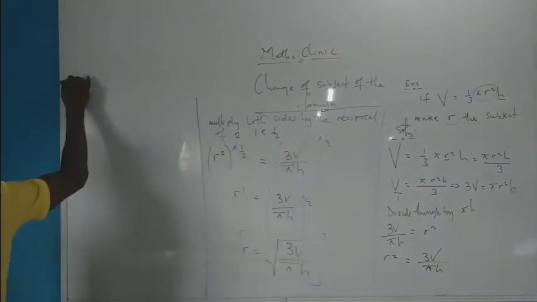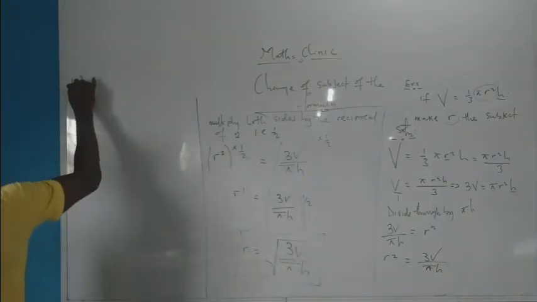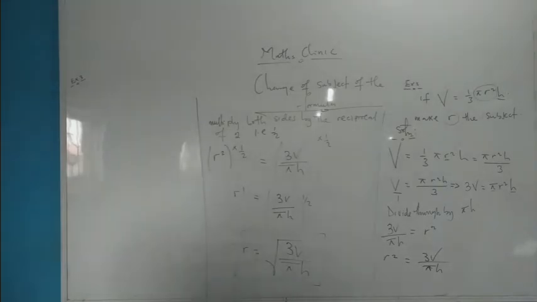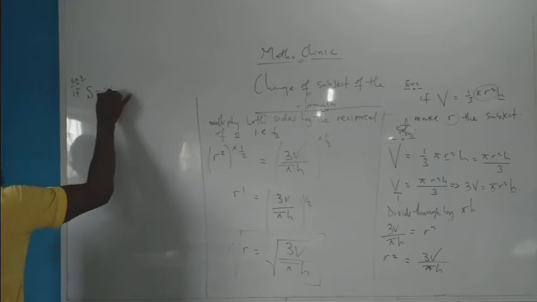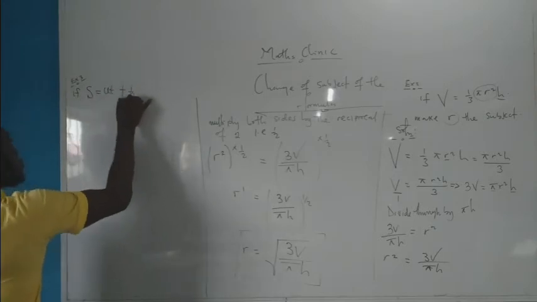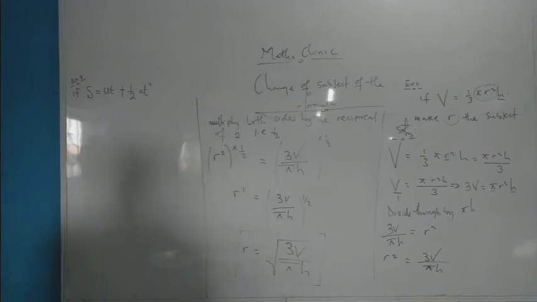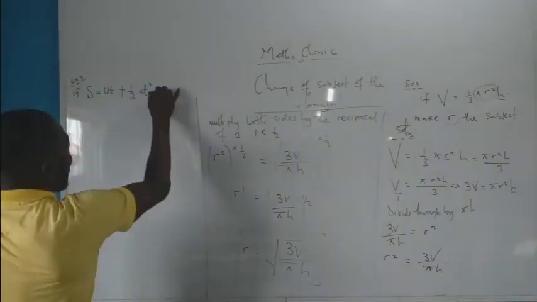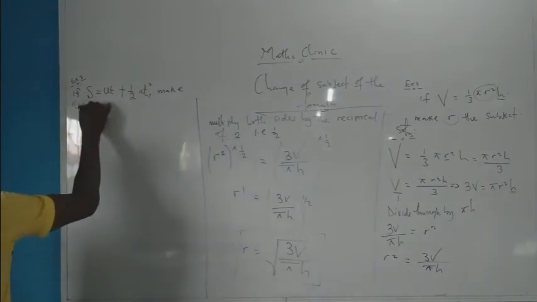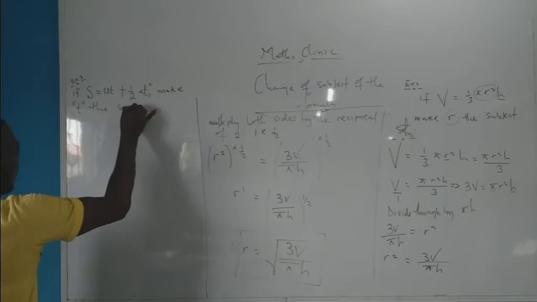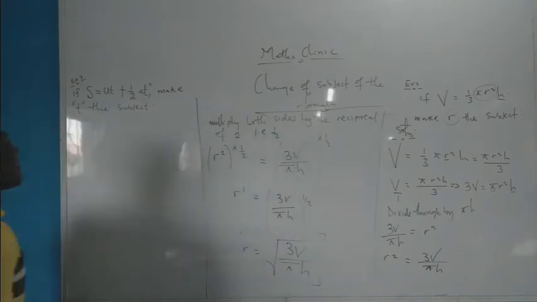Example 3. If x equals ut plus 1 over 2 at squared, make t the subject. Make t the subject.